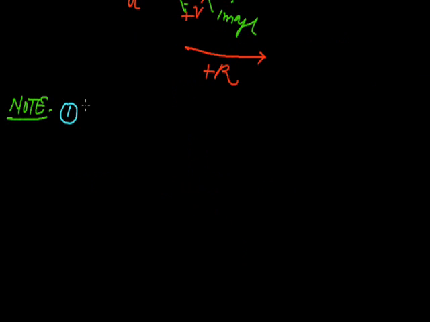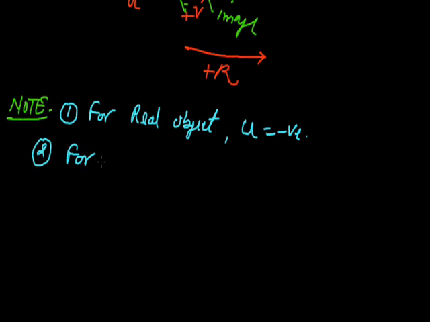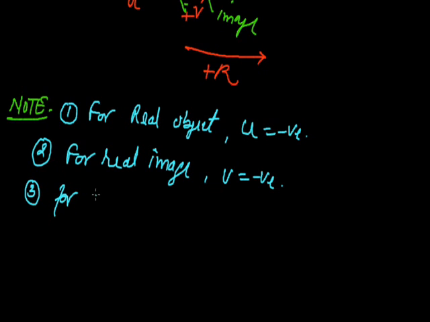Now for a real object, U will always be negative. For a real image, V will be negative, or for a virtual image, V will be positive.